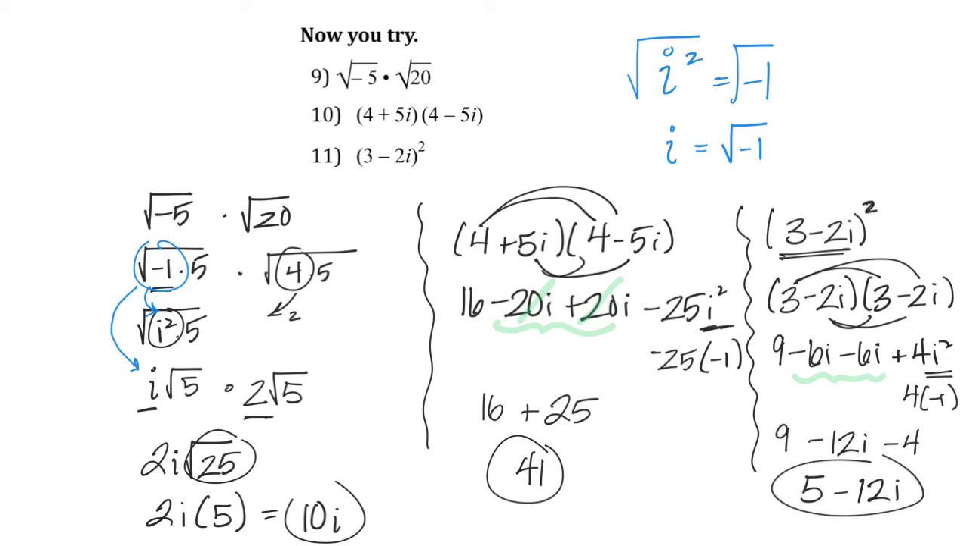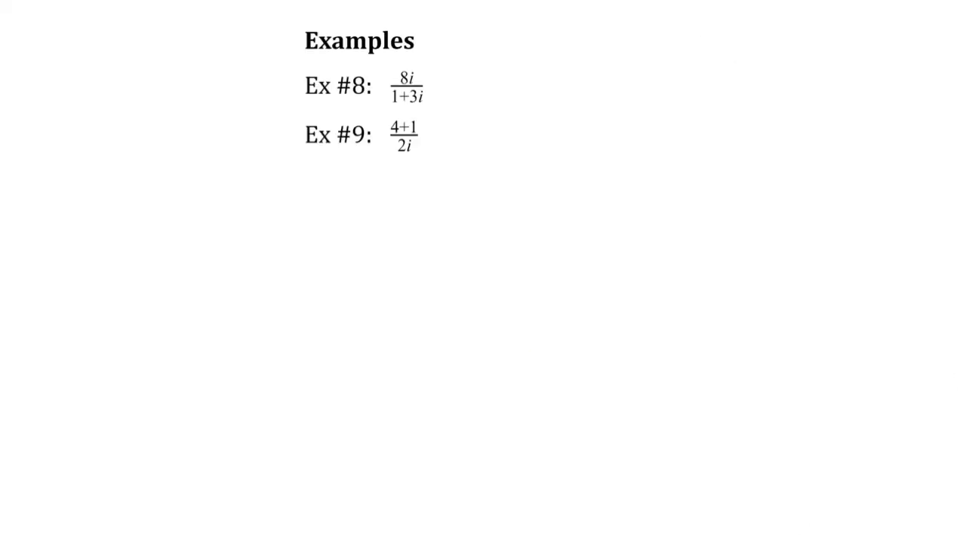All right, hopefully you're doing great. One more type of problem. We are going to be working on division. Now, in example 8, you have a binomial in the denominator. Example 9, you just have a monomial.